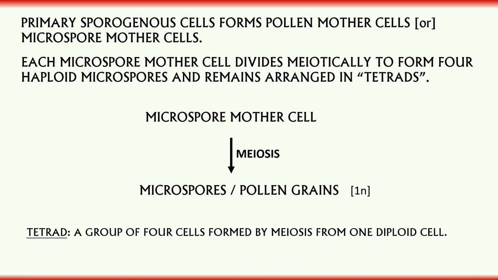So what is the meaning of tetrad? Tetrad: a group of 4 cells formed by meiosis from one diploid cell. So here the diploid cell is a microspore mother cell. It undergoes meiosis to form 4 pollen grains, a group of cells still united to form a tetrad.